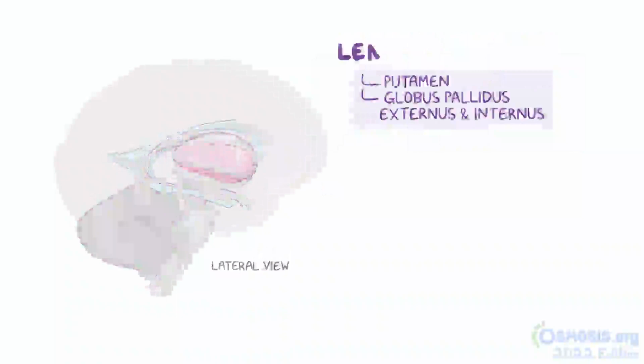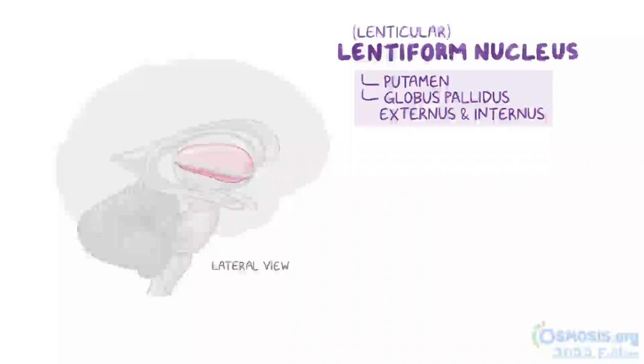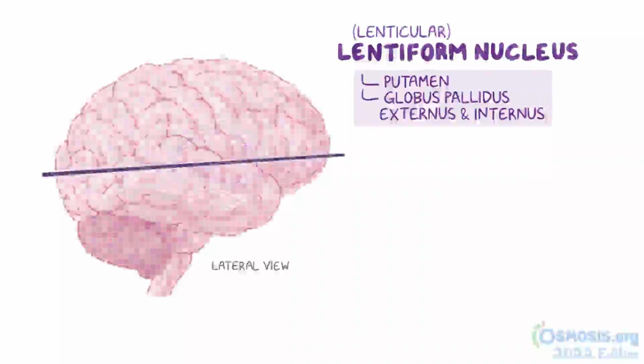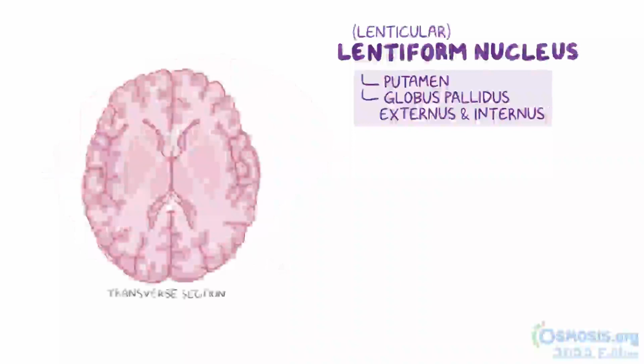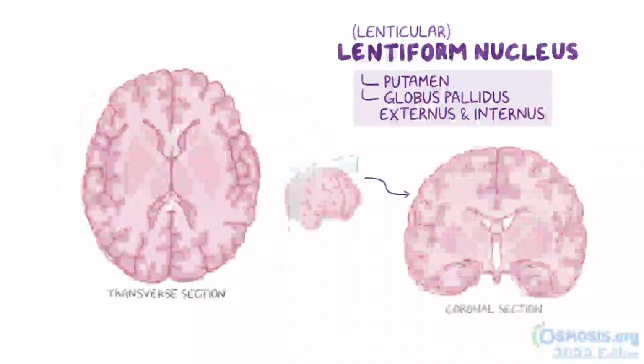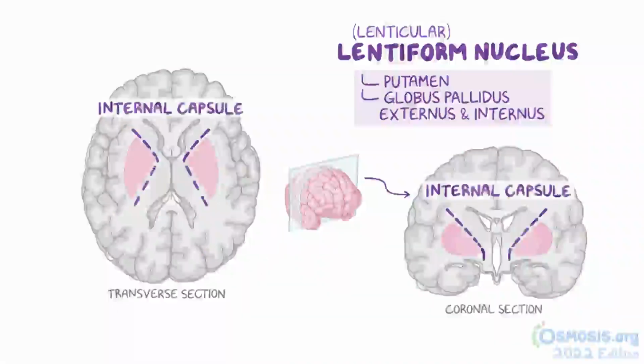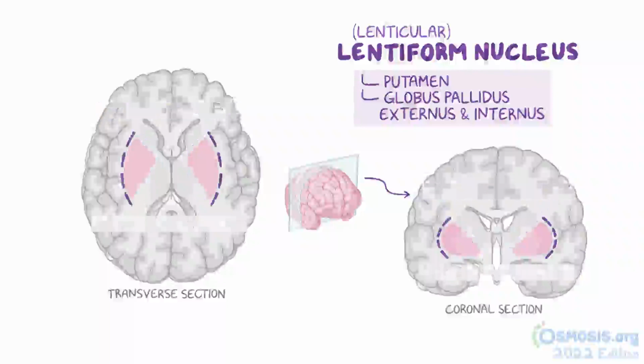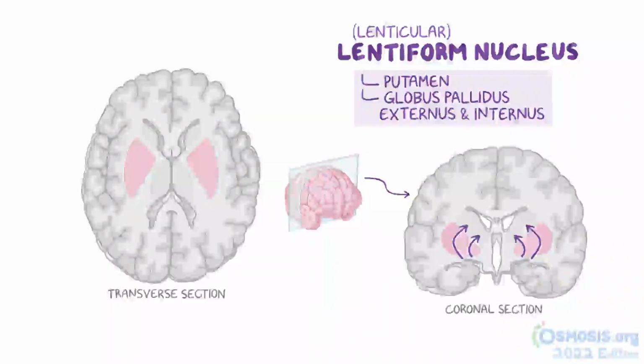The putamen and the globus pallidus externus and internus are sometimes collectively referred to as the lentiform or lenticular nucleus. This is a wedge-shaped nucleus with a wide base pointing laterally. On transverse and coronal sections of the brain, we can see that the internal capsule is medial to the lentiform nucleus and separates it from the caudate nucleus and the thalamus. Lateral to the lentiform nucleus is the external capsule. Thin sheets of white matter pass vertically through the lentiform nucleus, dividing it into its three components.